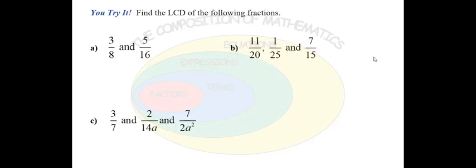Alright, we're going to find the lowest common denominator of the following fractions. So the lowest common denominator is the least common multiple. In this first one, we have our denominators 8 and 16. In this one, we can just use method A.